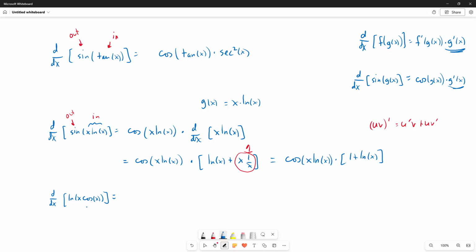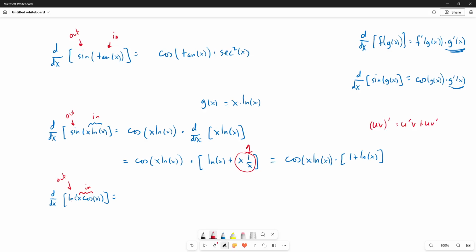And the same thing happens in this problem. We have derivative of natural log of x cosine x. So we can do the same thing we did here. We have an inner function, which is a product. It's x times cosine x. And we have an outside function, which is the logarithm.